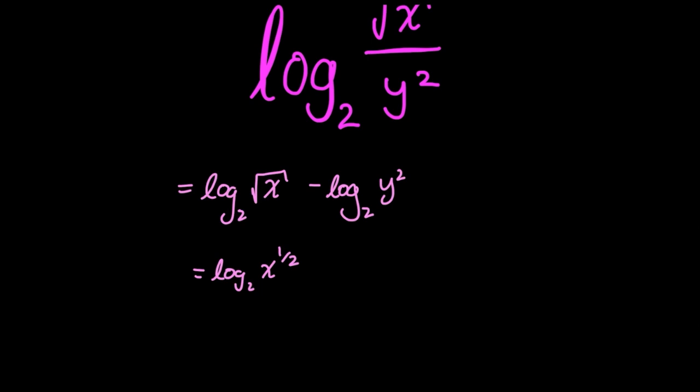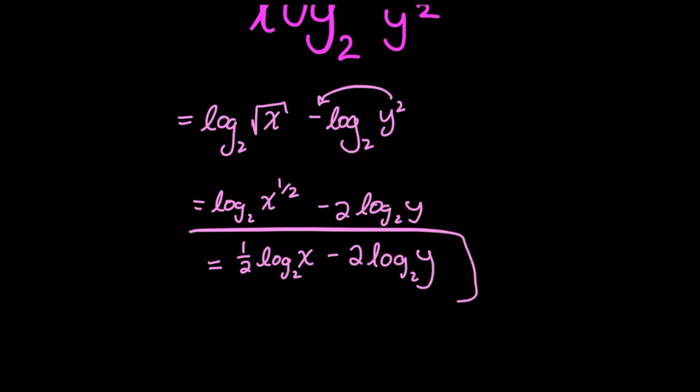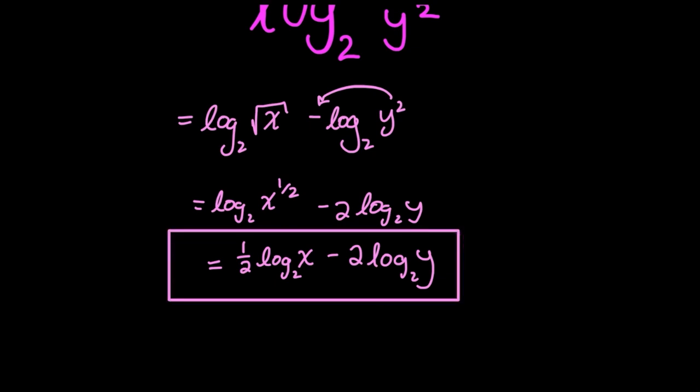And then for the y, I'm going to take that square up front. So I move what's up there into the front of the logs. I have 2 log base 2 of y, and then doing the same thing for that square root of x, I have 1/2 log base 2 of x, and then I cannot simplify that second term any further, so I'll just keep it as 2 log base 2 of y, and then this is the most simplified version of what I started with.